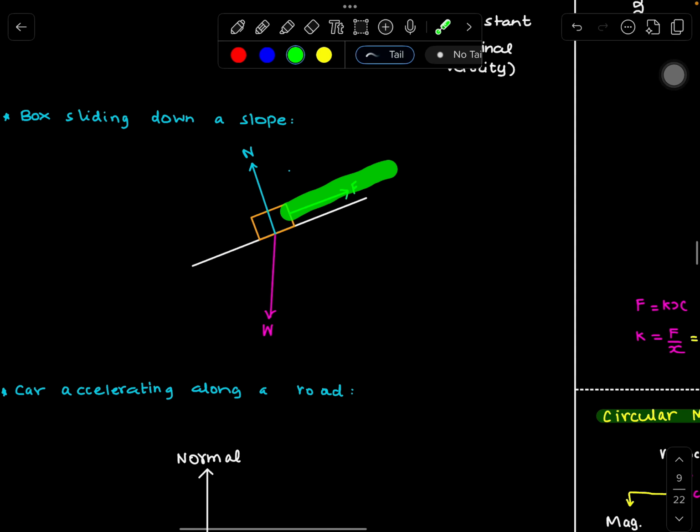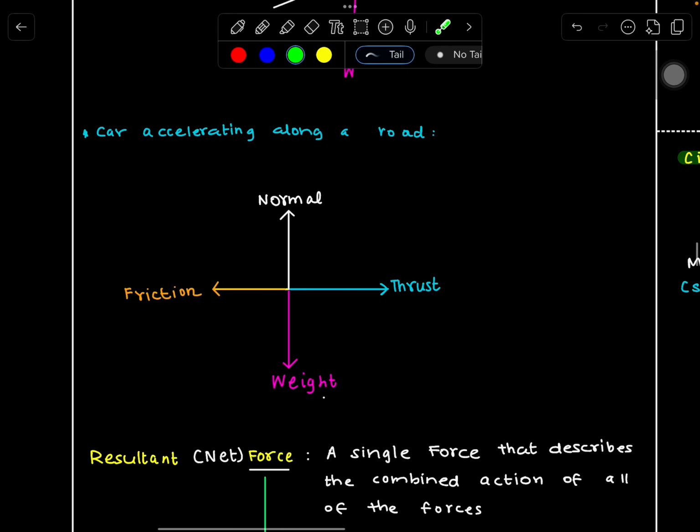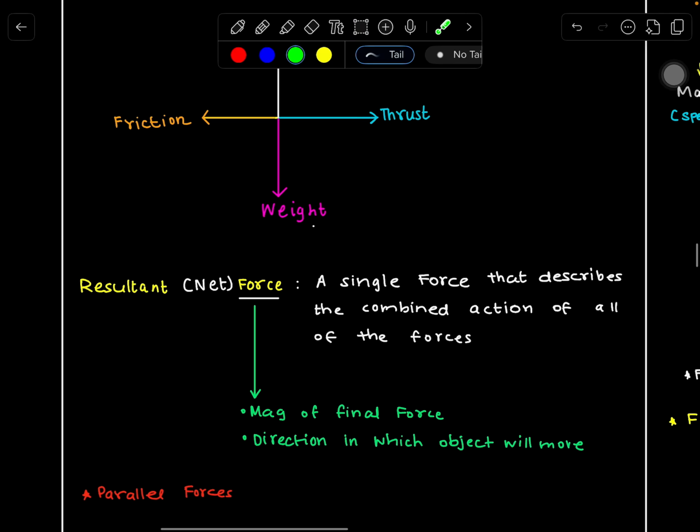So it's backwards. A car accelerating along a road. If it's accelerating, it means the forward force is more than friction. So the thrust, which is the forward force, is bigger. That's why this arrow is larger than the yellow arrow that's showing you friction. Then the object is not moving up or down, so that means the weight and normal force are equal. So this is our cutesy free body diagram for a car accelerating along a road.